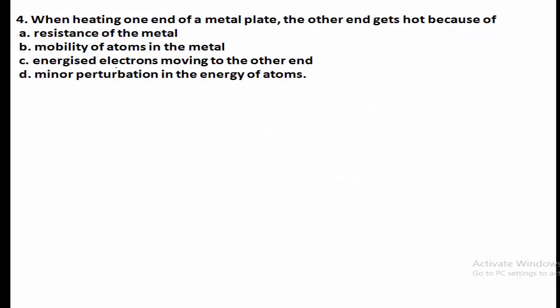Next, the fourth one. When heating one end of a metal plate, the other end gets hot because of: A, resistance of the metal; B, mobility of atoms in the metal; C, energized electrons moving to the other end; D, minor perturbation in the energy of atoms. The thermal conductance as well as the electrical conductance of the metal is due to the energized electrons moving to the other end. Due to the movement of these free electrons, metals act as good conductors of heat as well as electricity. And hence option C is the right one.